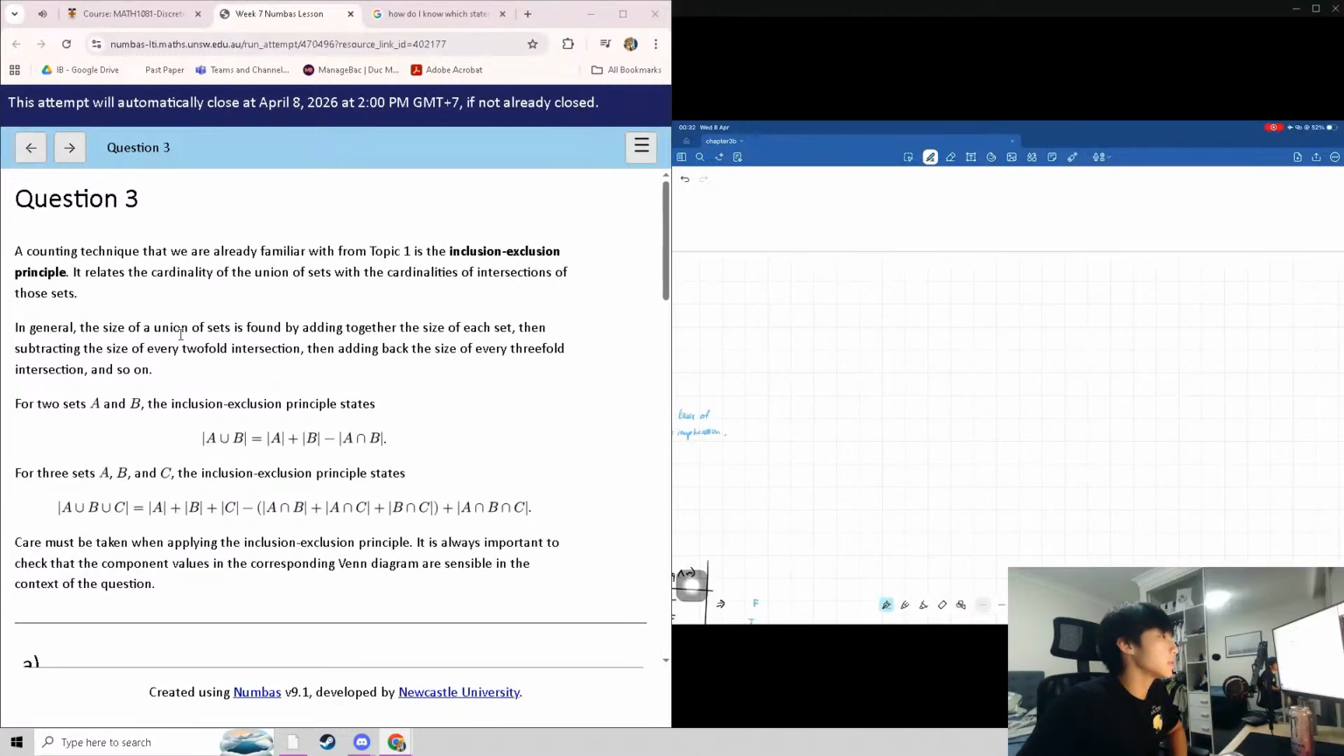A counting technique that we are going with from topic 1 is the inclusion-exclusion principle. I see this in the exam a lot. It relates the cardinality of two union sets with the cardinalities of intersections of those sets. In general, the size of the set is found by adding together the size of each set and subtracting the size of every twofold intersection, then adding back the size of every threefold intersection.